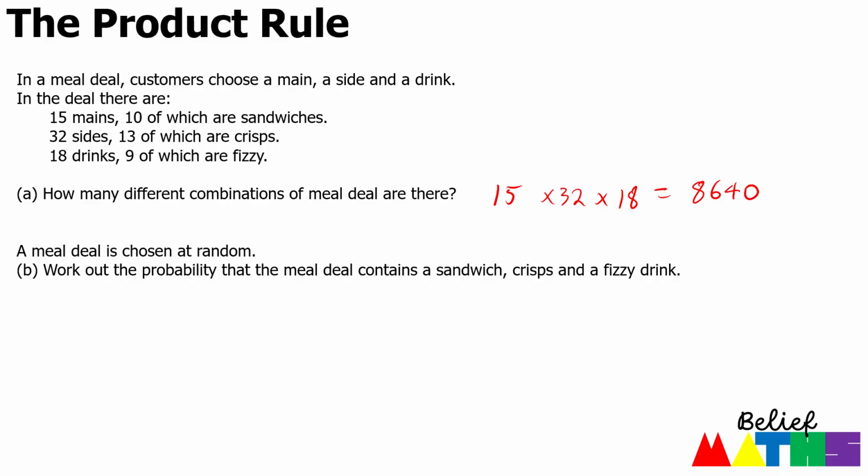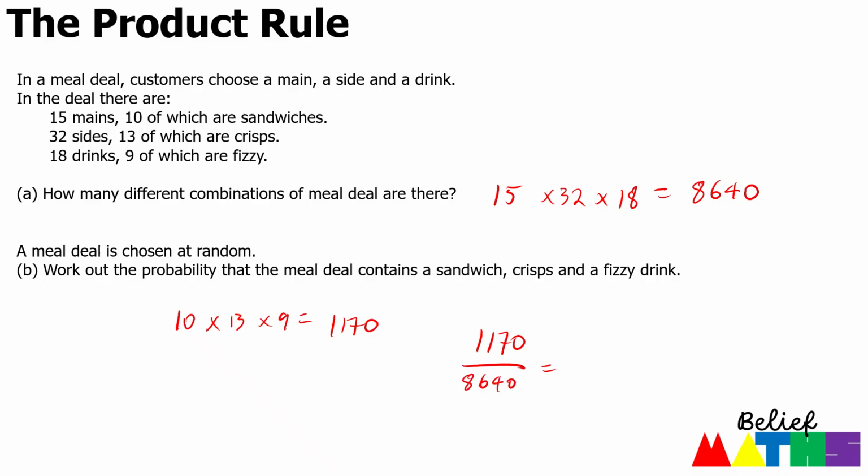Then it says a meal deal is chosen at random. Work out the probability it's a sandwich, crisps, and a fizzy drink. Well, there are 10 sandwiches, 13 packets of crisps, and 9 fizzy drinks. So 10 times 13 times 9 gives us 1,170 different combinations. So our probability then is 1,170 combinations out of 8,640 combinations.